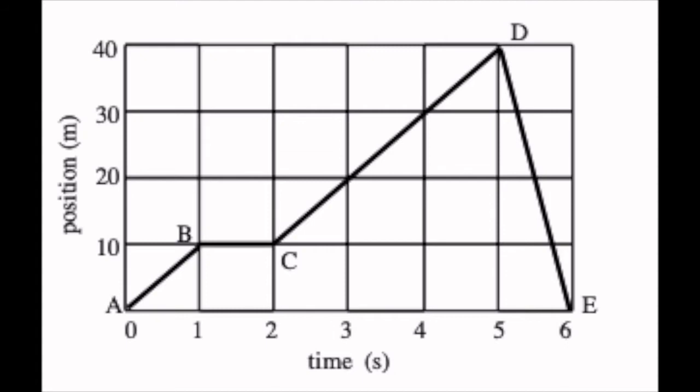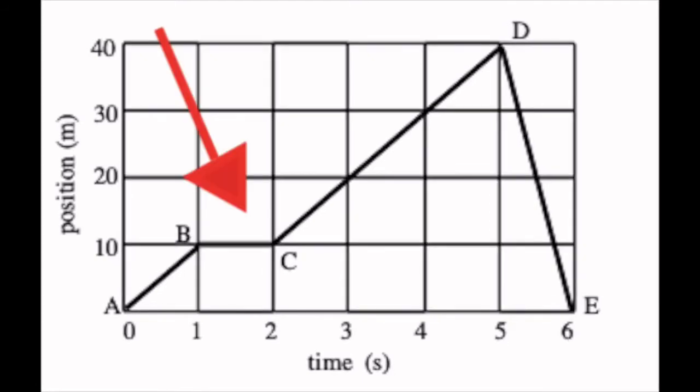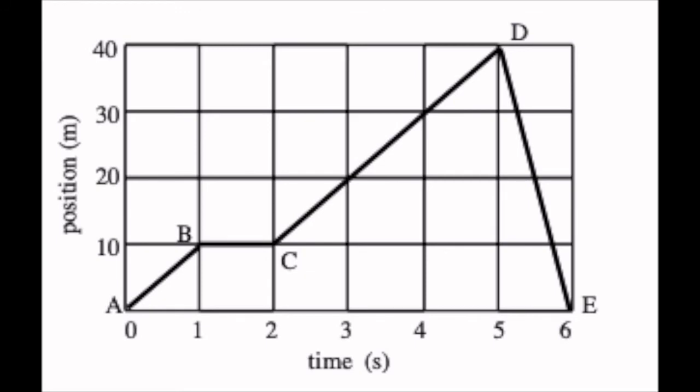In segment BC, the object comes to a stop. How do we know that? We just have to look at the graph. The object was at the point of 10 meters for 1 second, which means its velocity was 0, therefore it decreased. This is definitely a solution, but let's observe the next segment. In segment CD, the object moved 30 meters in 3 seconds. That means that its velocity increased again, so this is not the solution.